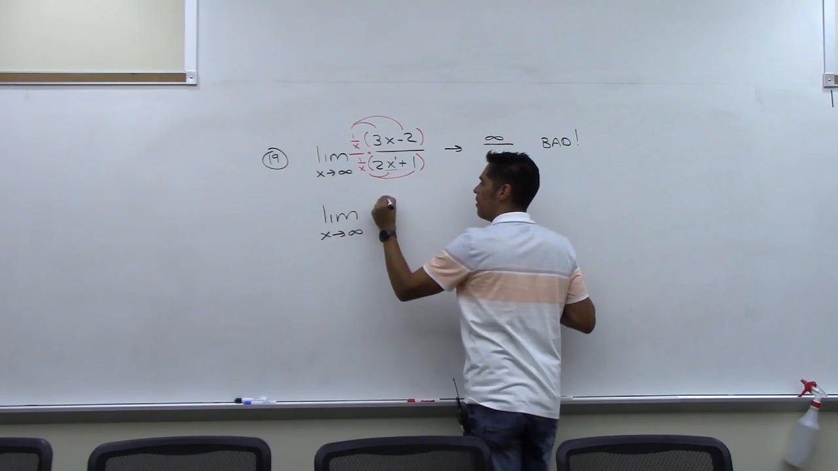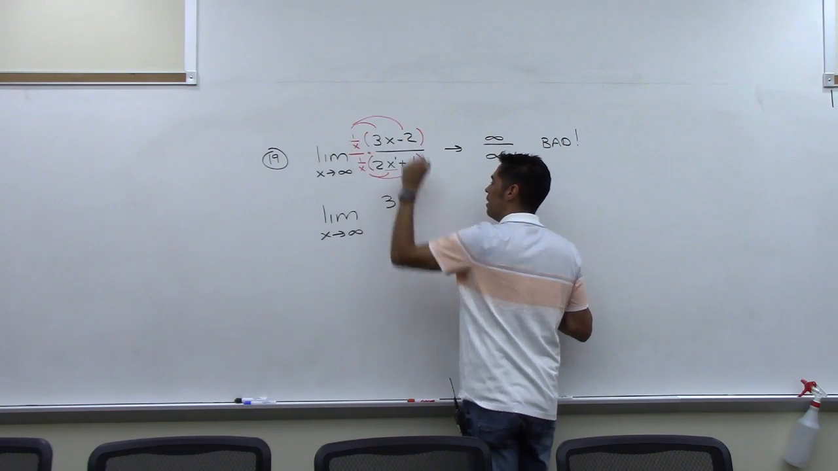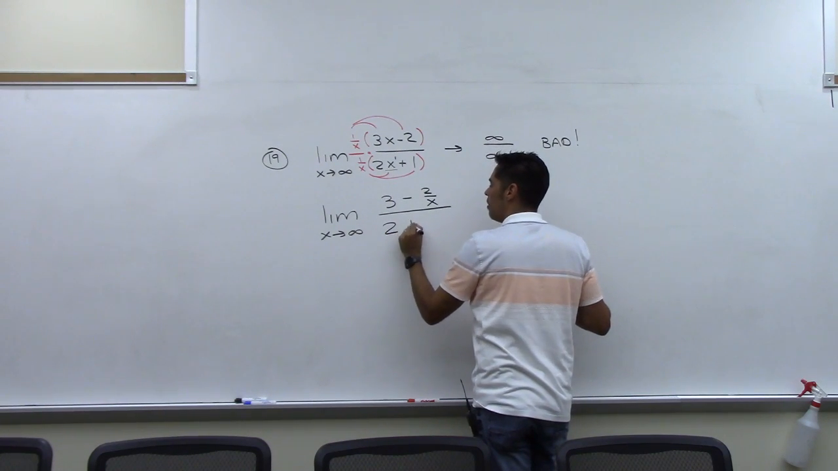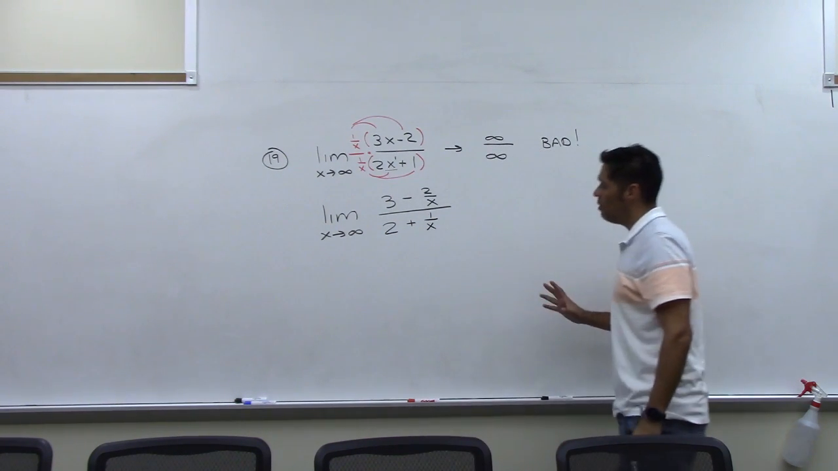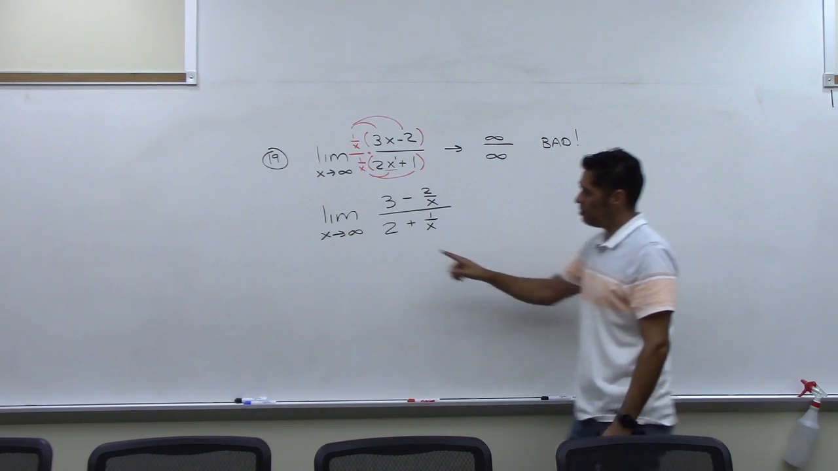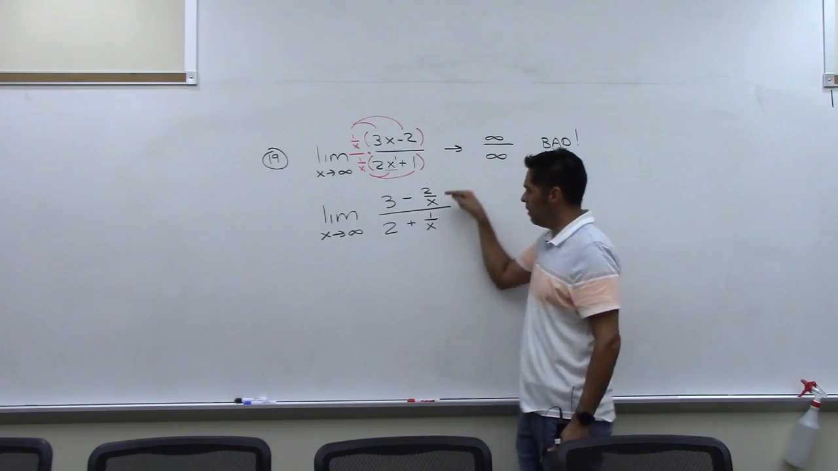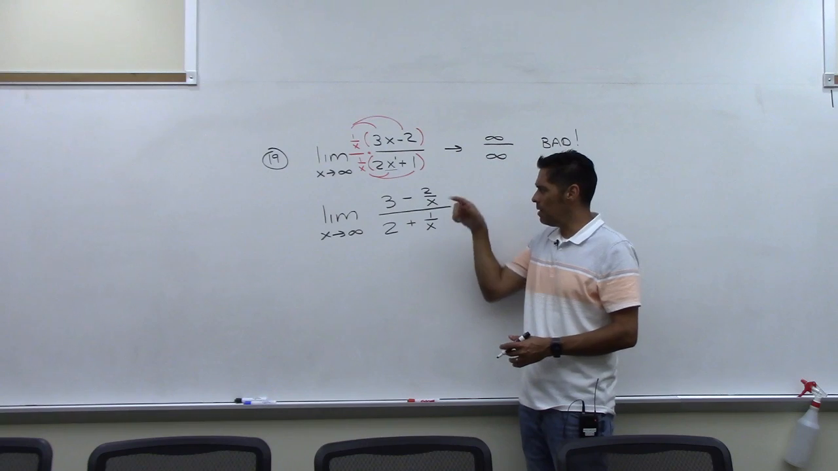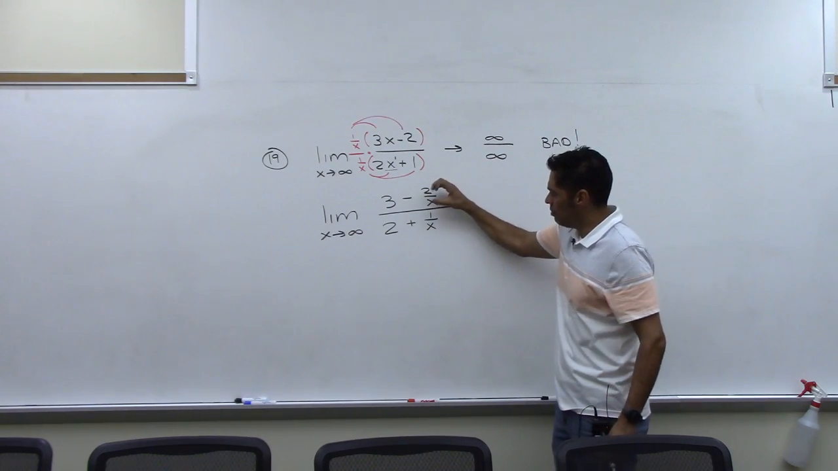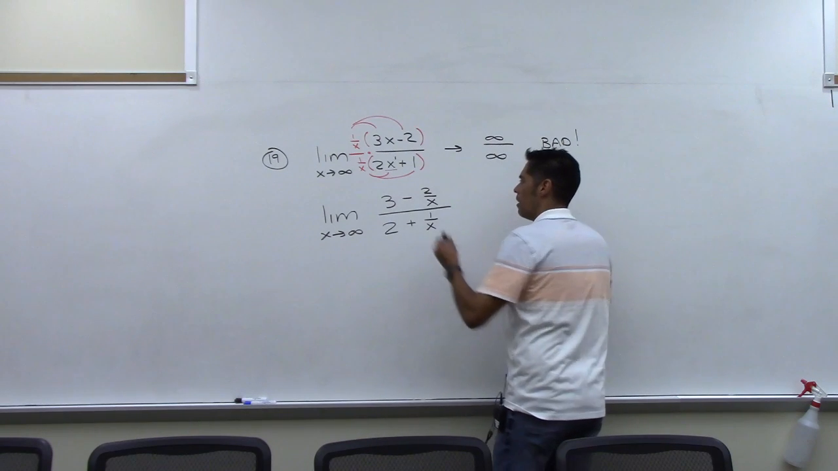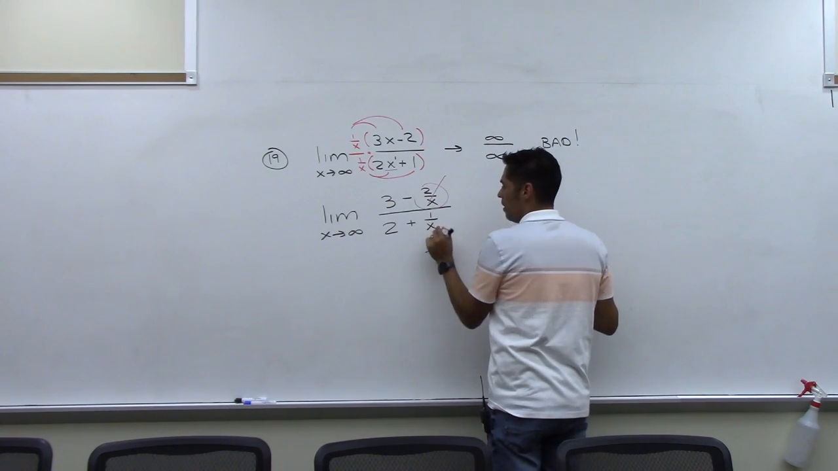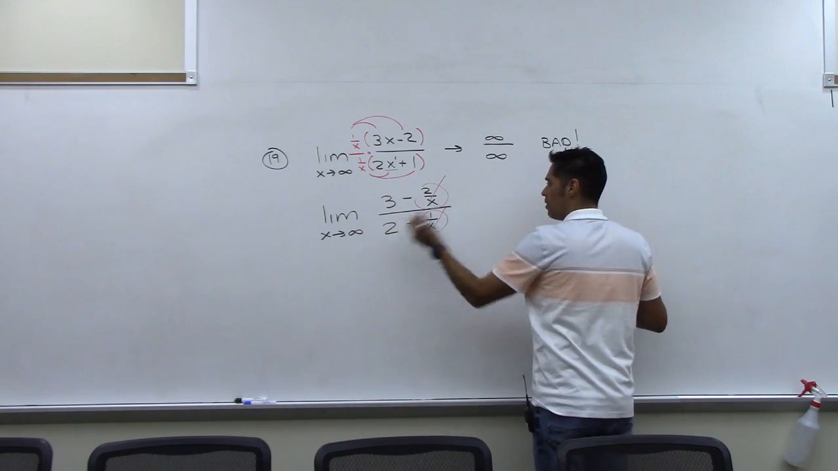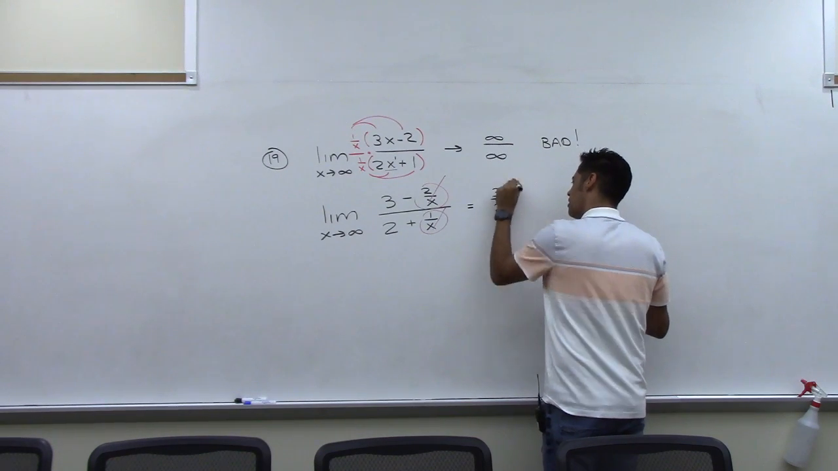When you distribute, you get 3 minus 2 over x on top, and on the bottom you get 2 plus 1 over x. Now things are good, because as x goes to infinity, the 3 doesn't change, but 2 over a huge number, we talked about this in class, when you have a fixed number on top and the bottom gets huge, that ratio goes to 0. So this piece goes to 0, and this 1 over x will also go to 0. The only thing left is the 3 over 2. So you'll get 3 halves.